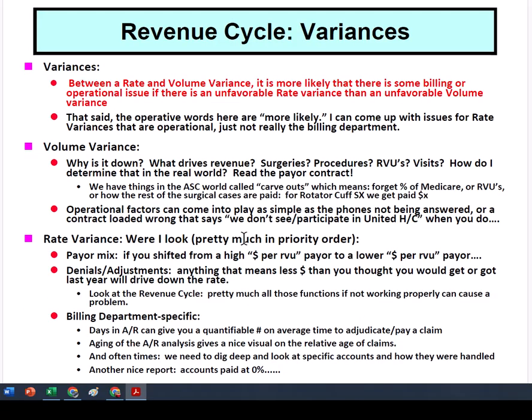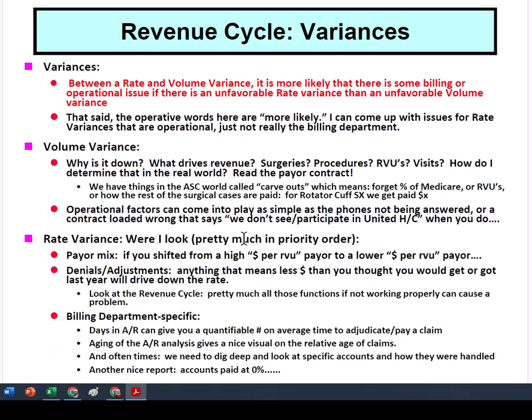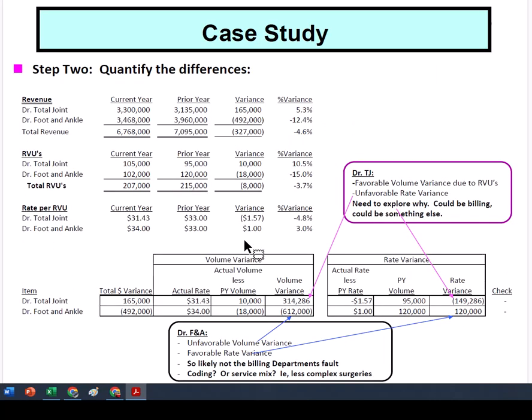Now let's, okay. With Doctor, I didn't really go into Doctor Foot and Ankle, but let's take a look here.